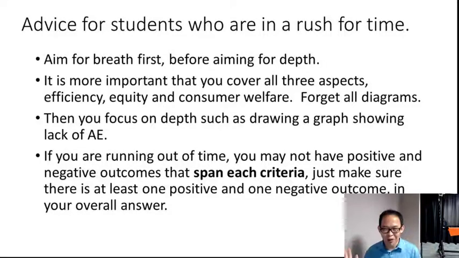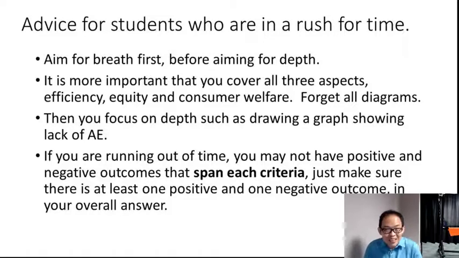Forget about the graphs if you're running out of time. If you have time, once you have the breadth, then you focus on depth. For example, drawing the graph to show the lack of allocative efficiency. So aim for breadth first. It is more important that you cover all 3 aspects rather than just draw a graph. If you're running out of time, forget about the graph.